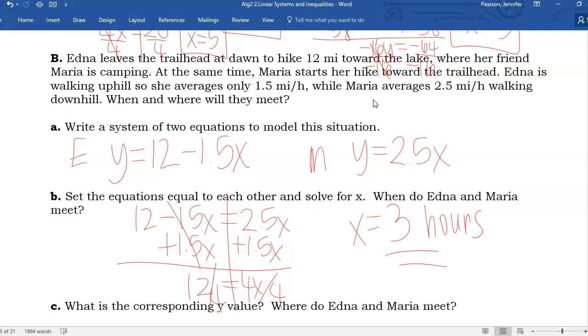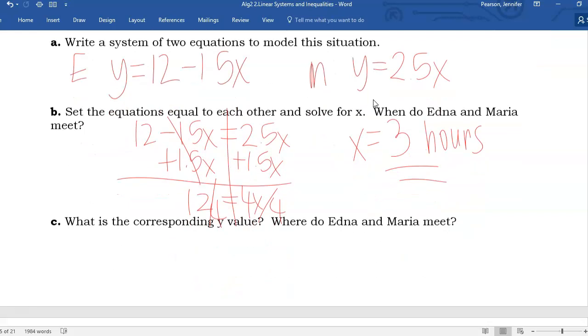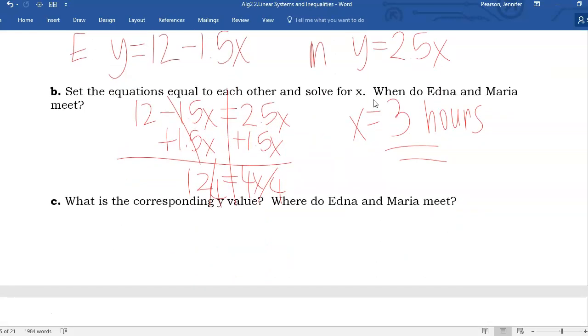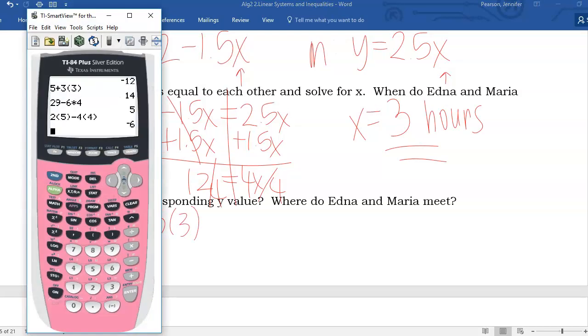Then the next question is, how many miles have they hiked? So we're going to put that 3 back in. You can put it in this equation, you can put it in this equation, you can put it in both because it's so much fun to check our answers. So let's try that one.